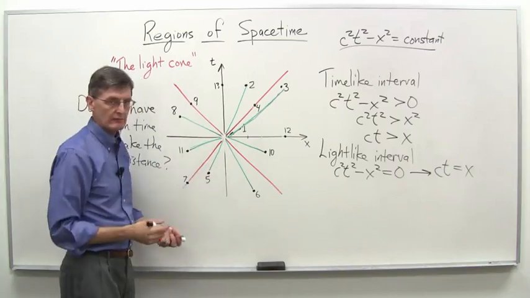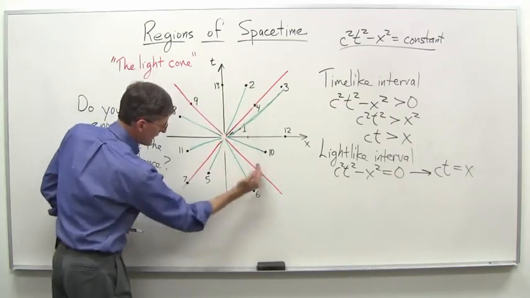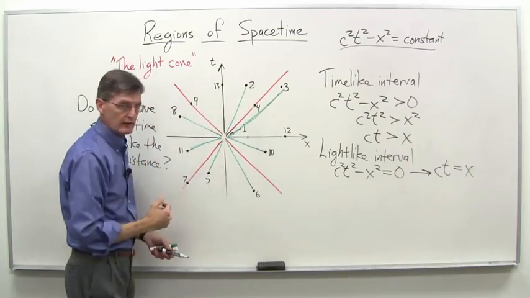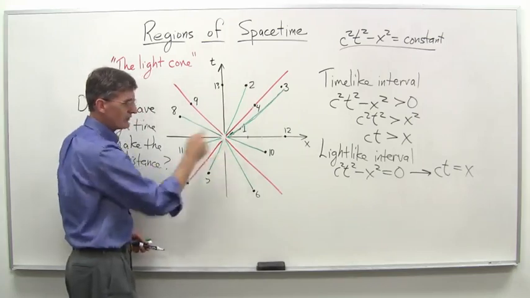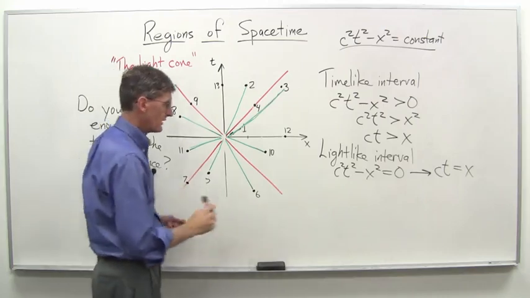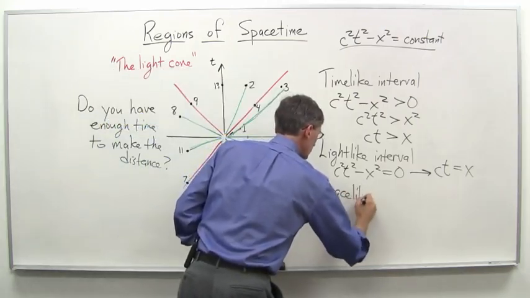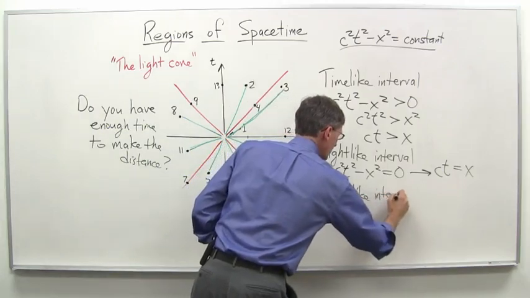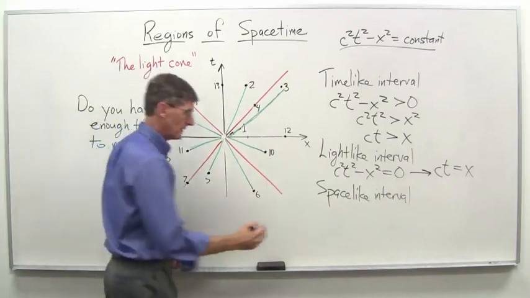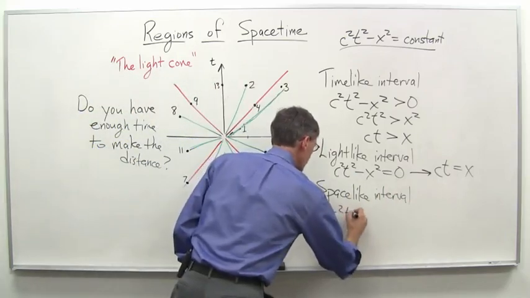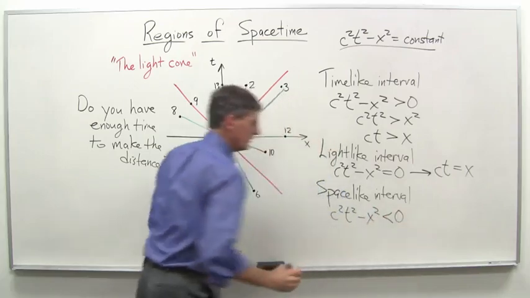Those are light-like intervals. So a given point here, if it's within this cone this way, or down here, it's a time-like interval from this point to that point. If it's on the light cone, it's a light-like interval. Our third case is a space-like interval. Just from what we've done, you can guess what this one is. It's c squared t squared minus x squared less than 0.